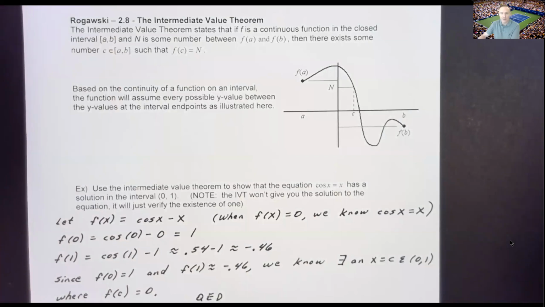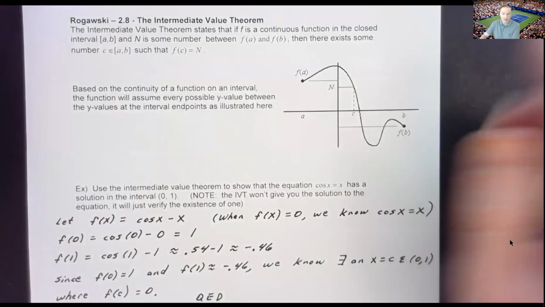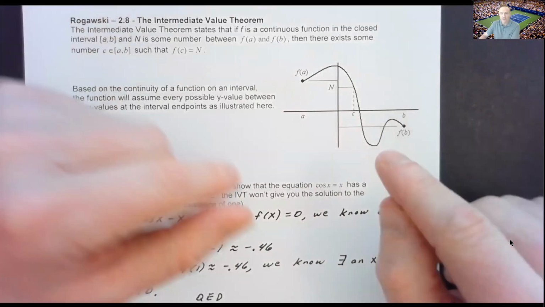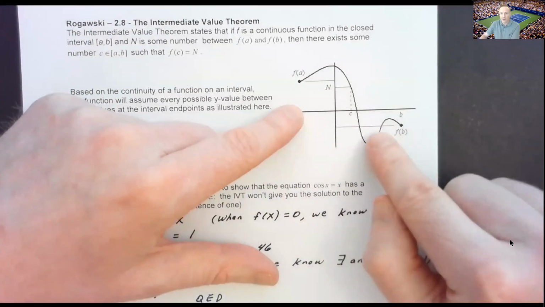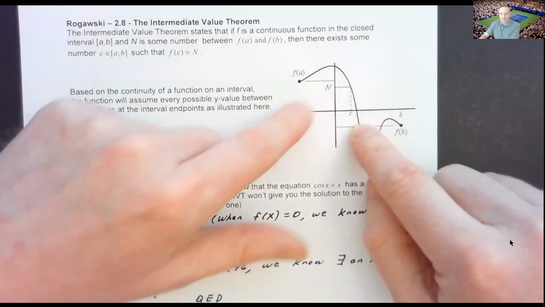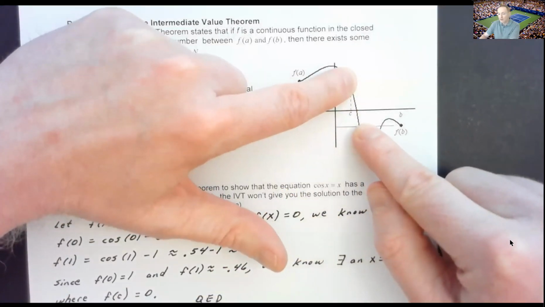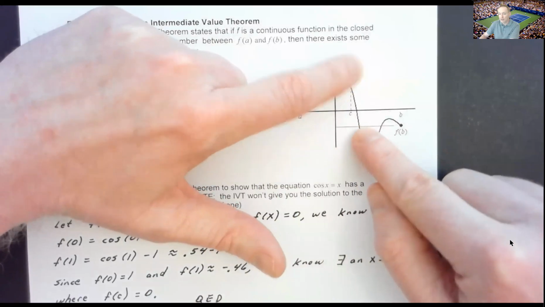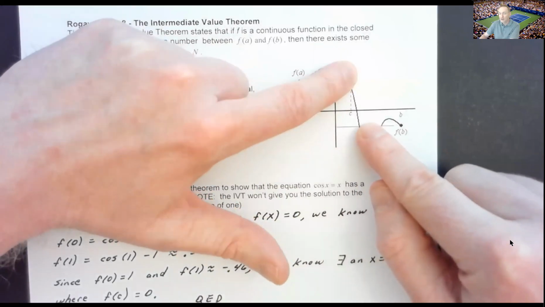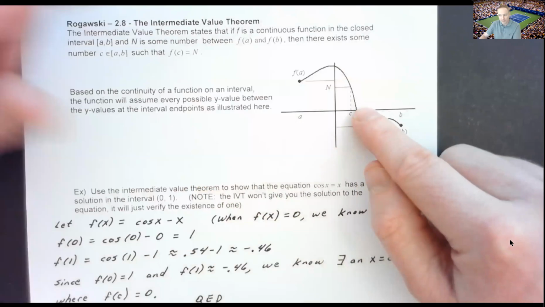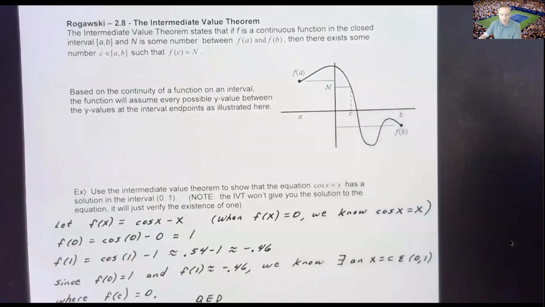Well, instead of doing that, what we can do is we can just say, well, we know that both are continuous. I can find one x value that gives me a negative y value, one x value that gives me a positive y value. Then I know that there's some x value in between the two x values that I found that has a y value of 0. That proves the existence of a solution.